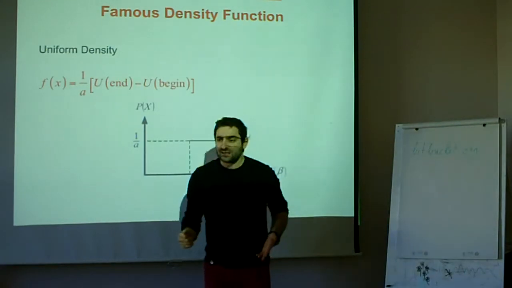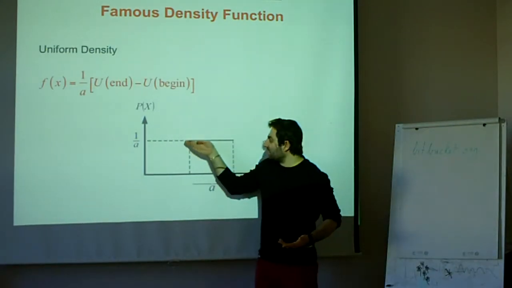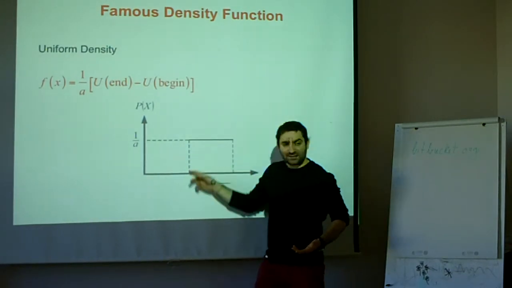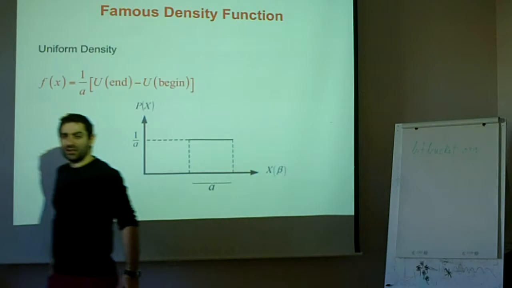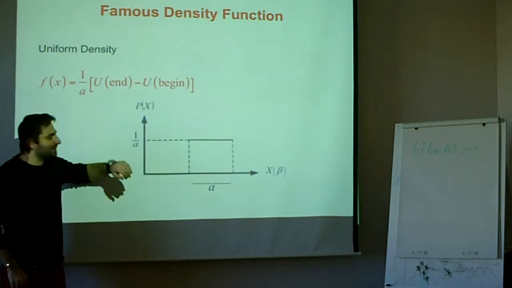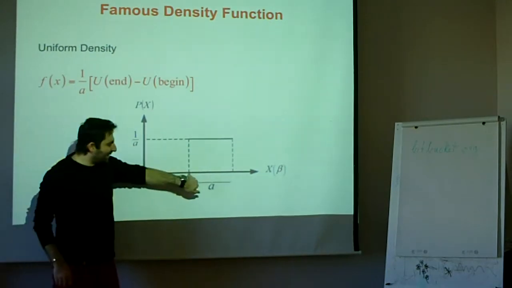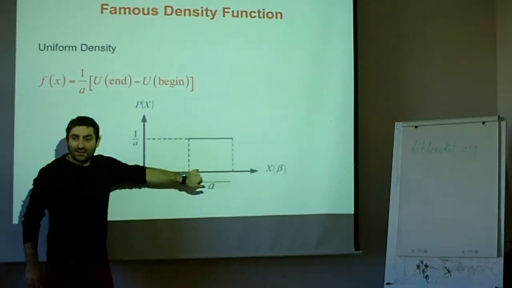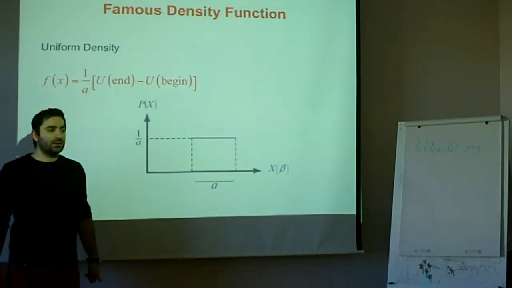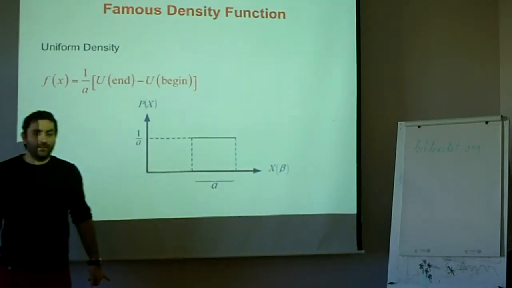But we can have this event in continuous form. If it is in the continuous form, this is a constant line, as you can see, parallel to the x-axis. If the length is a, the height will be 1 over a. Why?